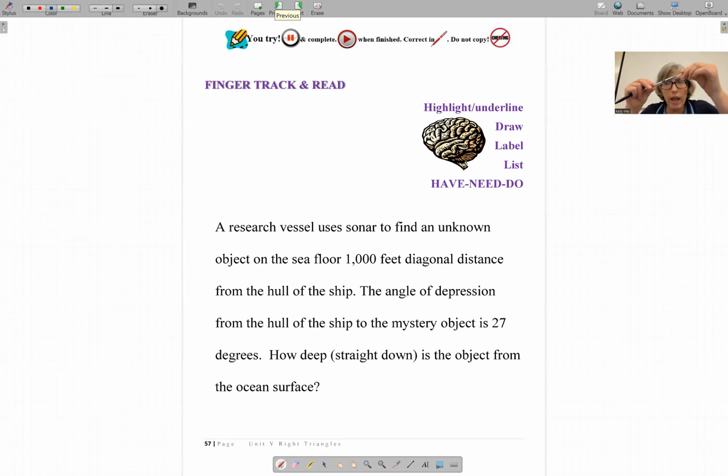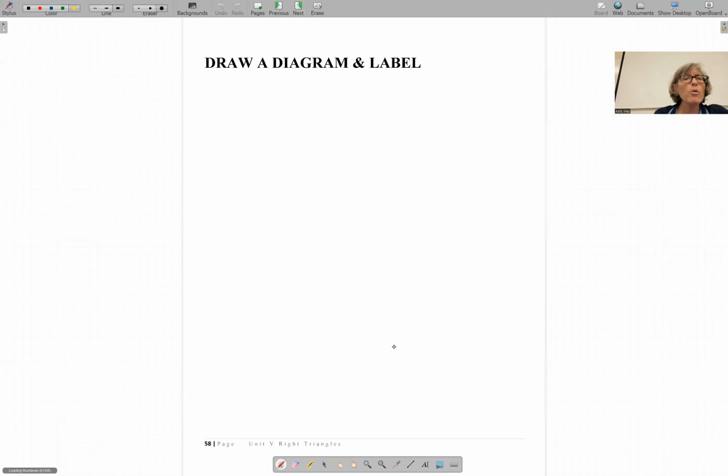Welcome back. You should have your red pen here, and you should have been correcting. Sonar vessel, unknown object, diagonal distance. You have a vessel, water, angle of depression, 27 degrees. How deep? Is it straight down? So water problem, you should have established a water line.